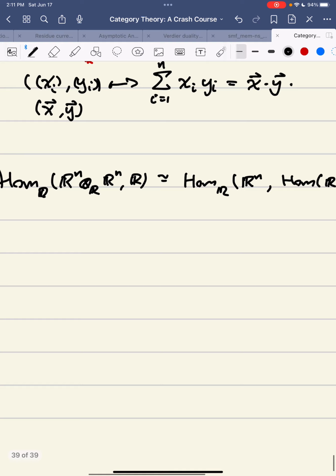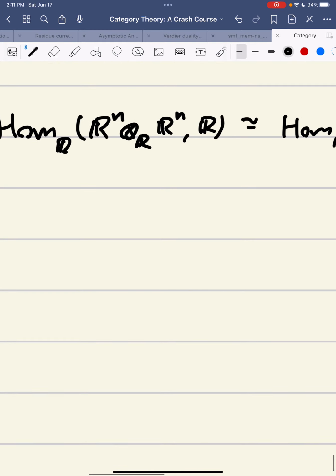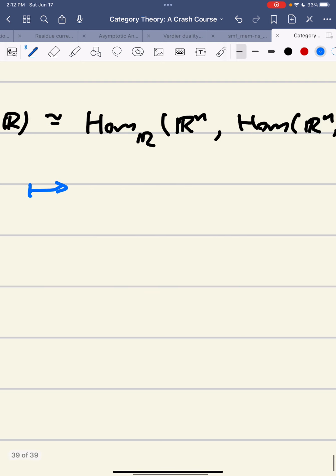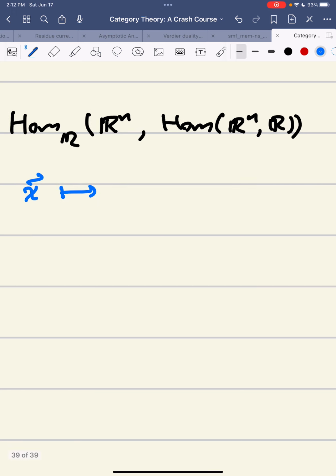And let's see what happens to our dot product. So the dot product looks like we send x comma y to x dot y, right? Under this isomorphism, this whole function is sent to the following. So for each vector x in Rn, we're going to send that to the linear functional y goes to the dot product of x and y.